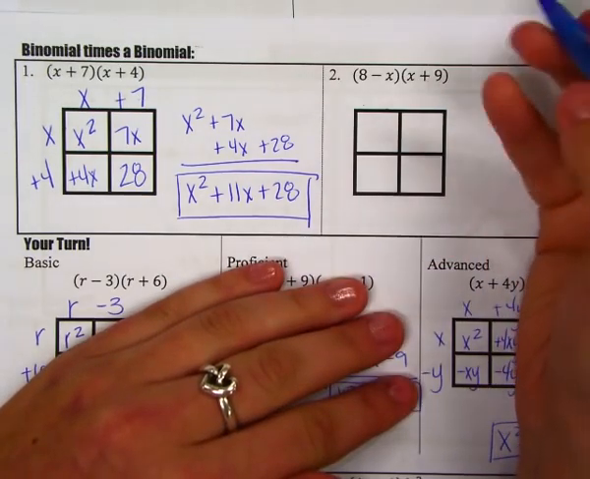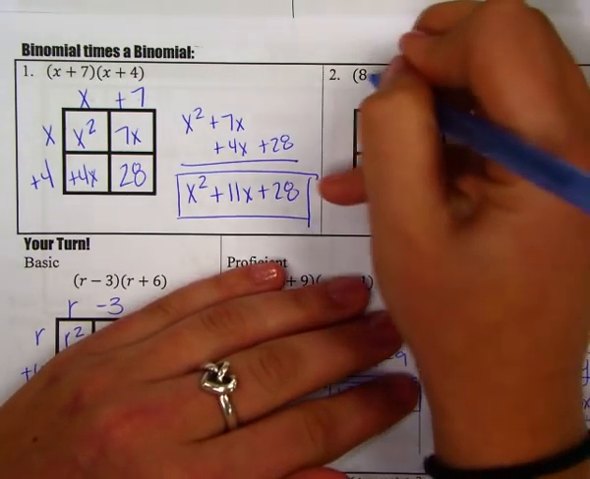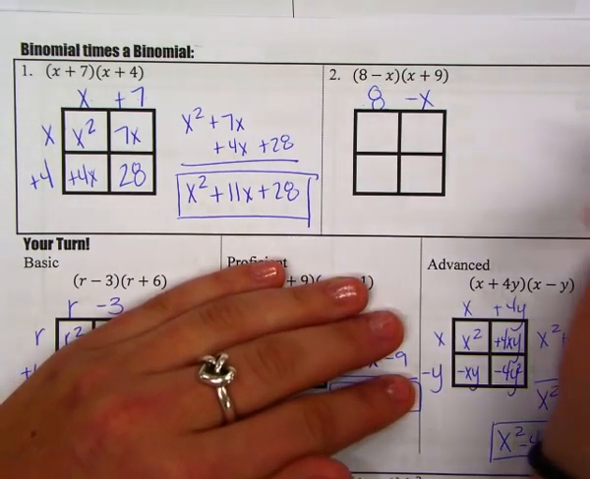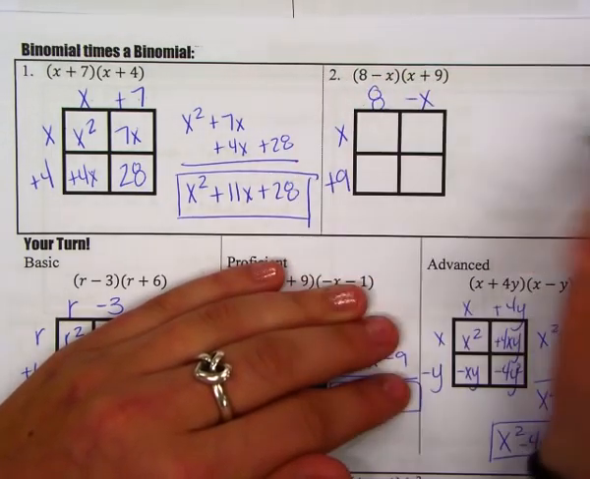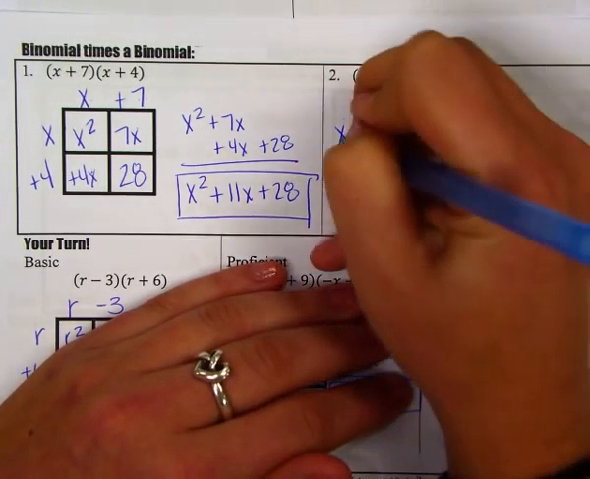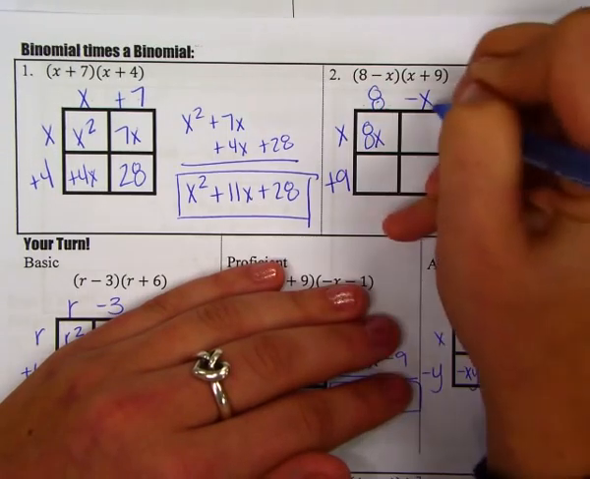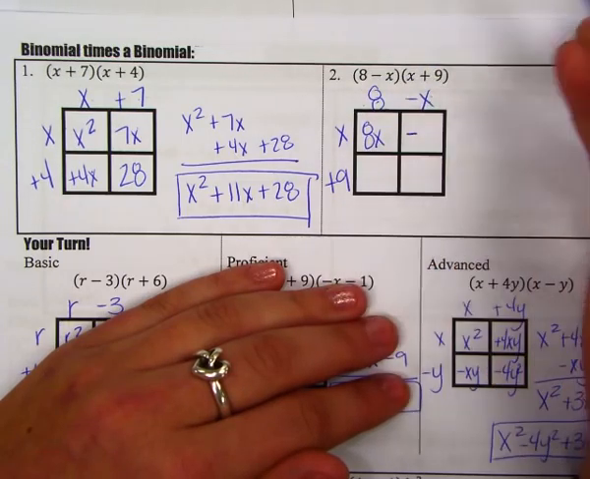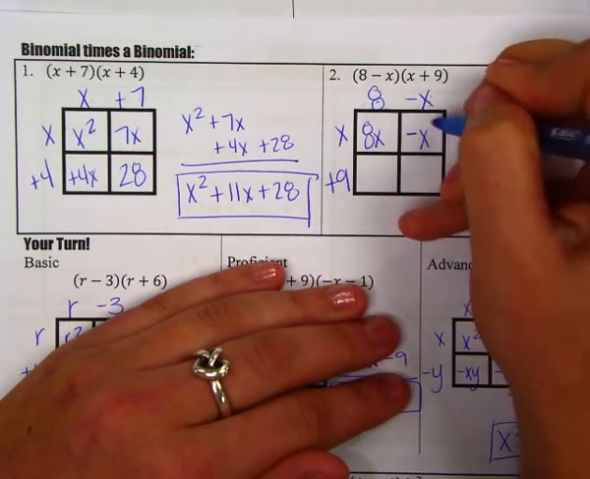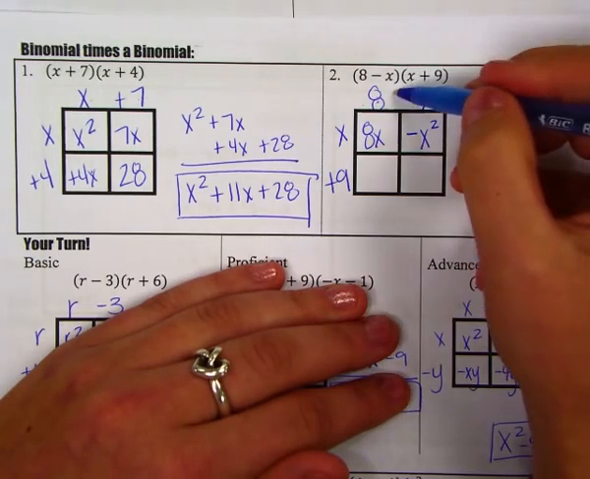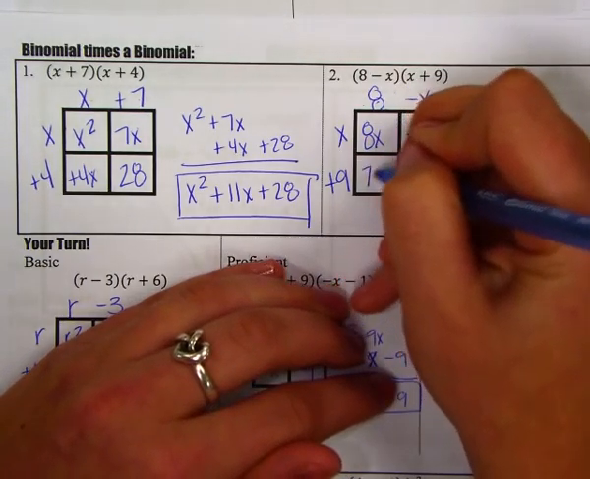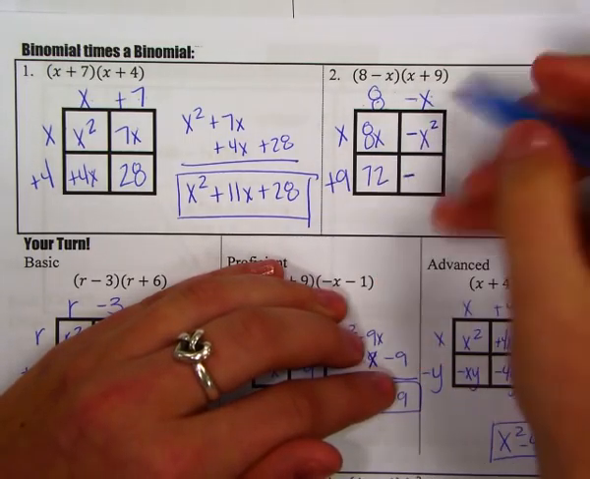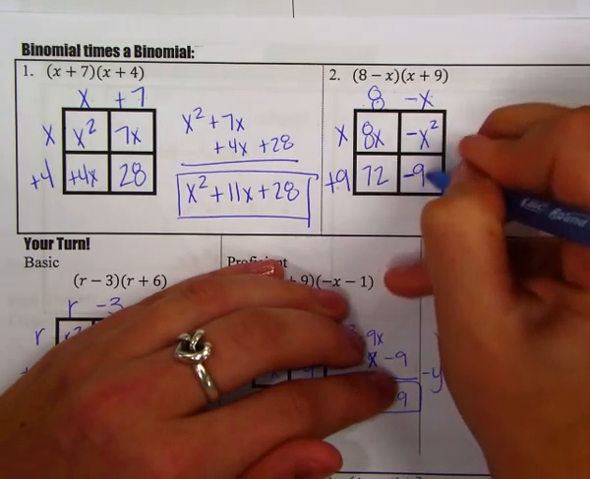The second one, even though it looks a little different, is still going to be 8 minus x, because that's the length. The width is x plus 9. So then I multiply. 8 times x is 8x. Negative x times a positive x, so negative times a positive is a negative. x times x is x squared. 8 times 9 is 72. Then negative times a positive is a negative. x times 9 is 9x.